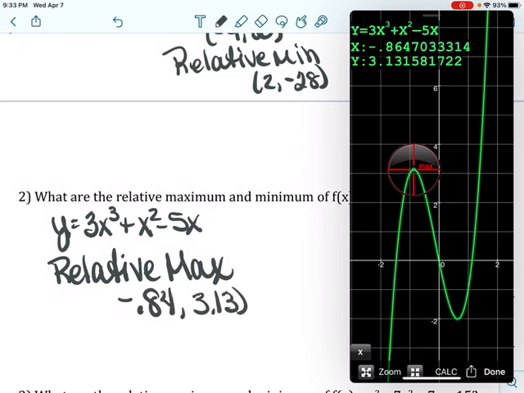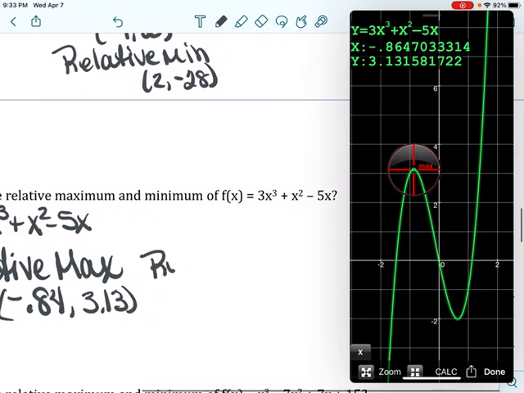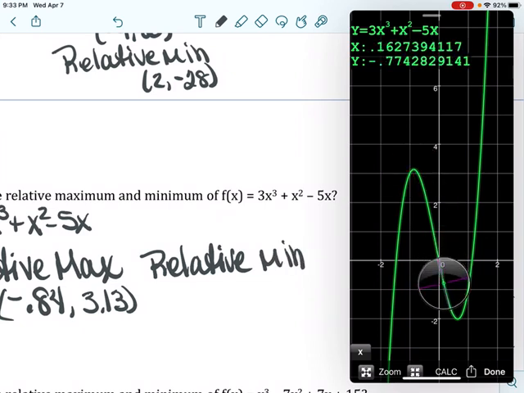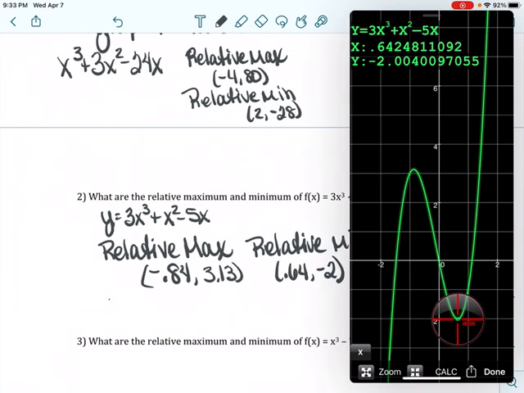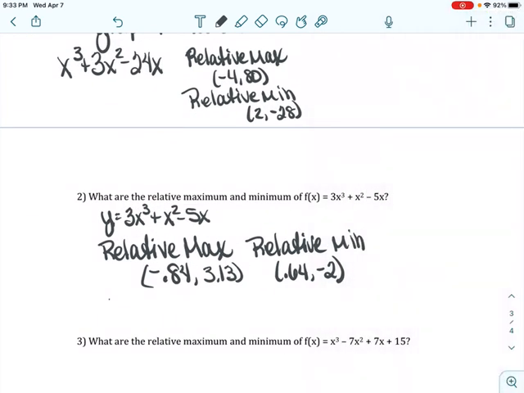Notice they're not going to be nice numbers. There are a lot that are going to be decimals and fractions and non-terminating, non-repeating decimals, things like that. Okay, relative min. So 0.64, and I'm going to say that's -2. And there we go. Relative min, relative max.